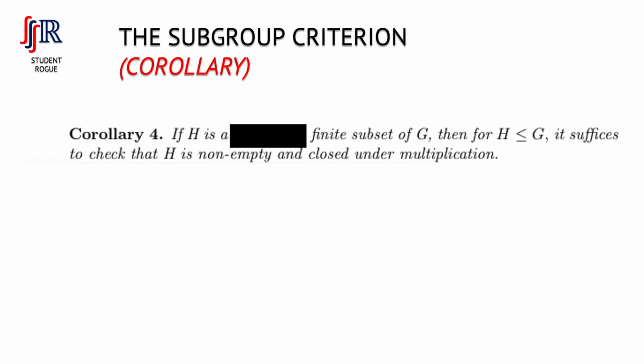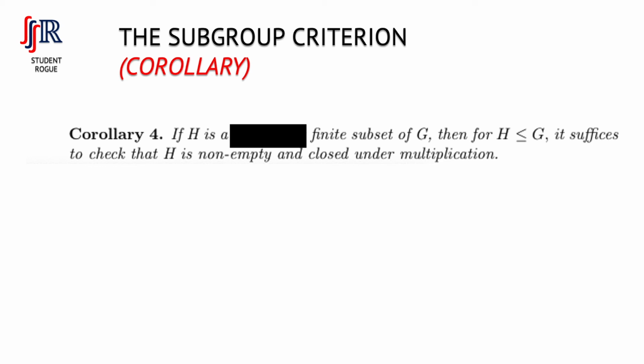The last thing we need to look through is a corollary that actually follows from the subgroup criterion. As I've mentioned earlier, this corollary is not the traditional corollary that is gifted trivially from a given proposition or theorem, such as the subgroup criterion. This is in fact one of those corollaries that requires some proof or some work.